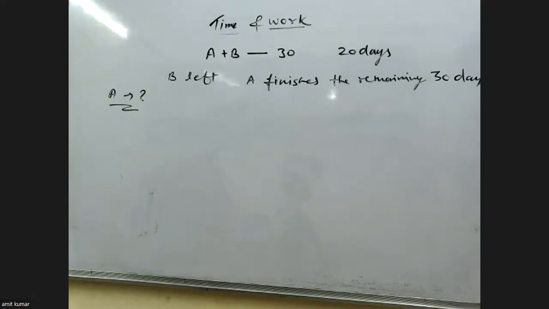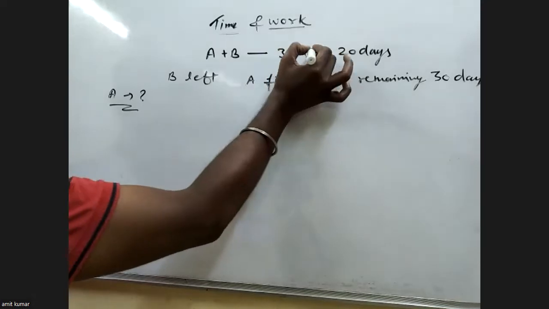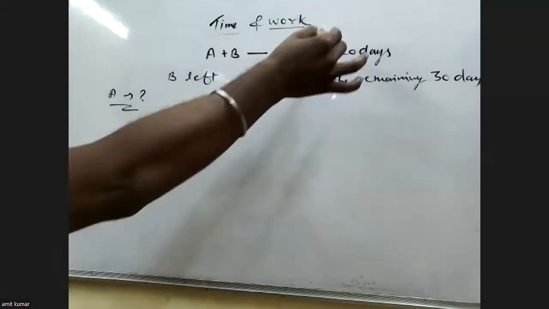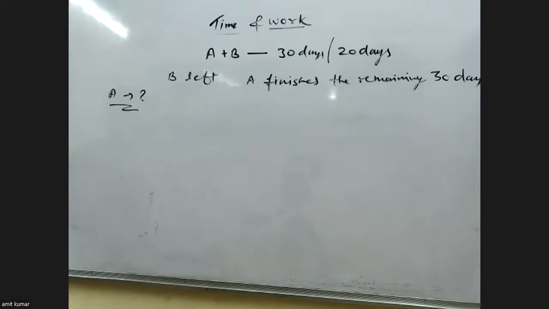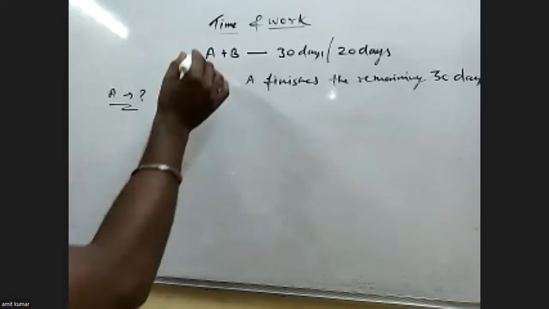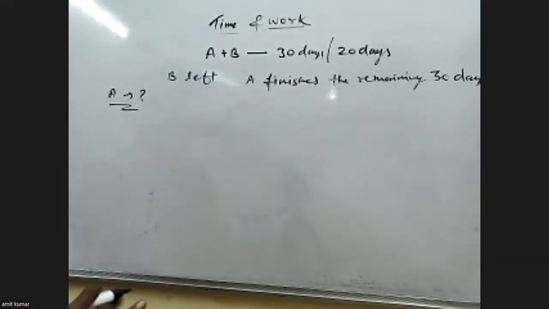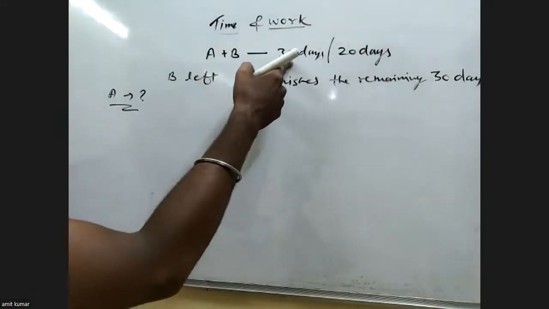Now the question says A plus B can do a piece of work in 30 days. They work for 20 days and B left. A finishes the remaining work in 30 days. A alone can do the same work in how many days? How can we solve this type of question? That is a little bit difficult. See, whenever this type of question occurs, we will change the pattern a little bit. How? A plus B can do a piece of work in 30 days.